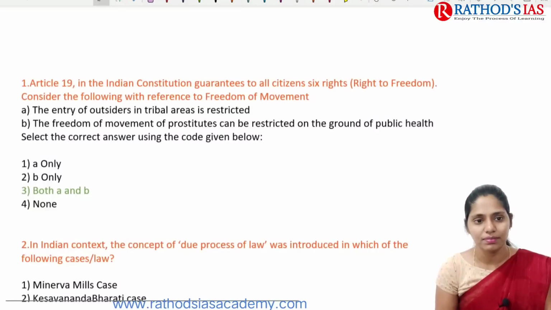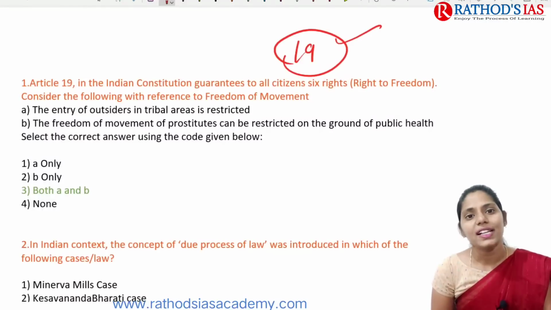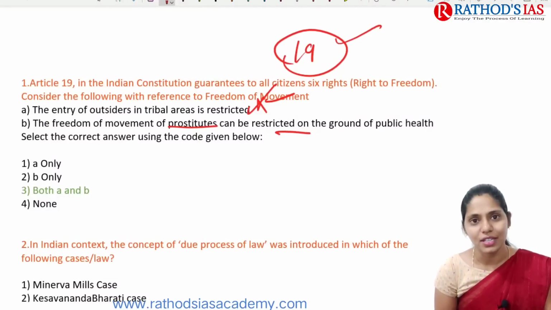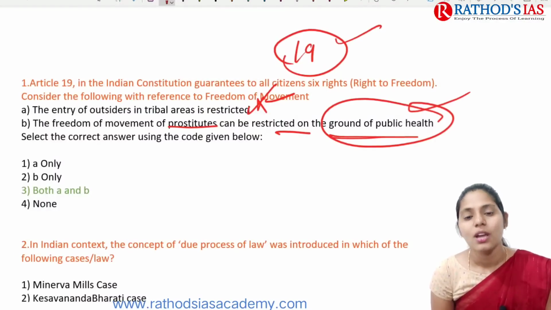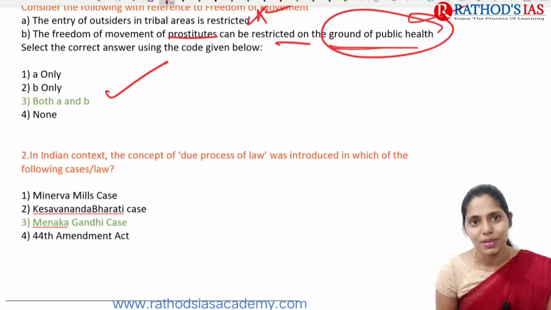The first one is the right to freedom. Article 19 of the Indian Constitution guarantees all citizens 6 rights, that is the right to freedom. Consider the following with reference to freedom of movement. Entry of outsiders in tribal areas is restricted, yes, because we need to protect the culture of the tribal people. Next, the freedom of movement of prostitutes can be restricted on grounds of public health, for example because of HIV and sexually transmitted diseases like gonorrhea and syphilis. So the correct answer is both A and B, that is option 3.